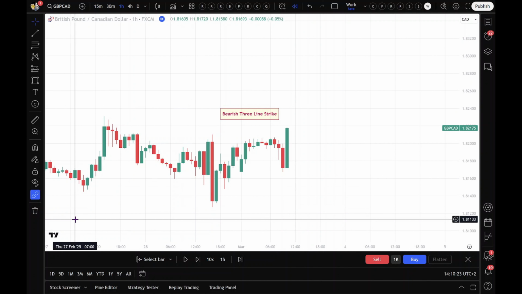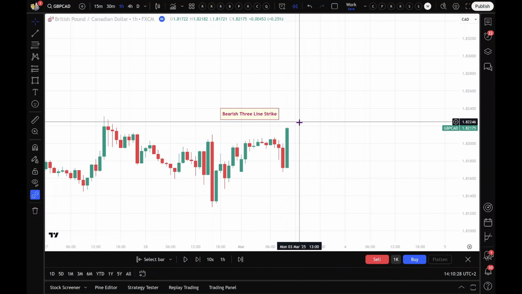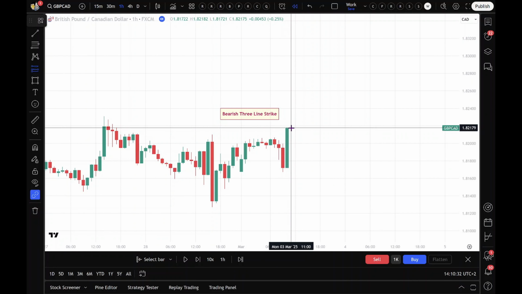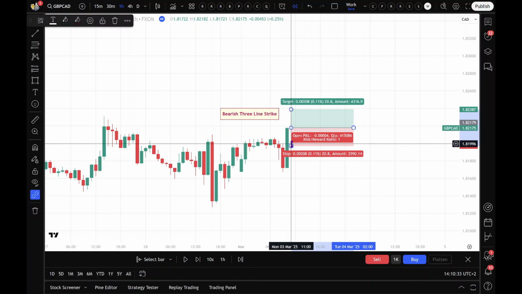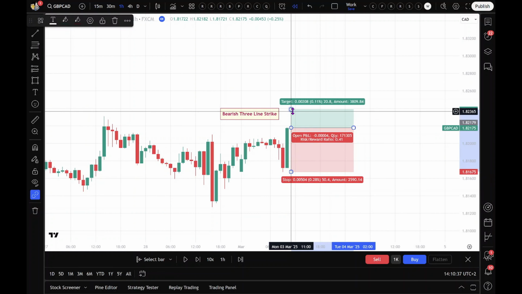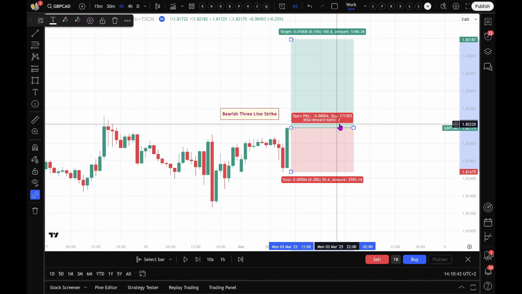So here we have our bearish 3-line strike, with 3 bearish candles and 1 Marubozu. According to the previous rules, we can open a long position at the breakout of the high of the pattern, and put a stop loss at the previous swing low, here. We set our profit to have a risk-reward ratio of 2-to-1, as we can see here.